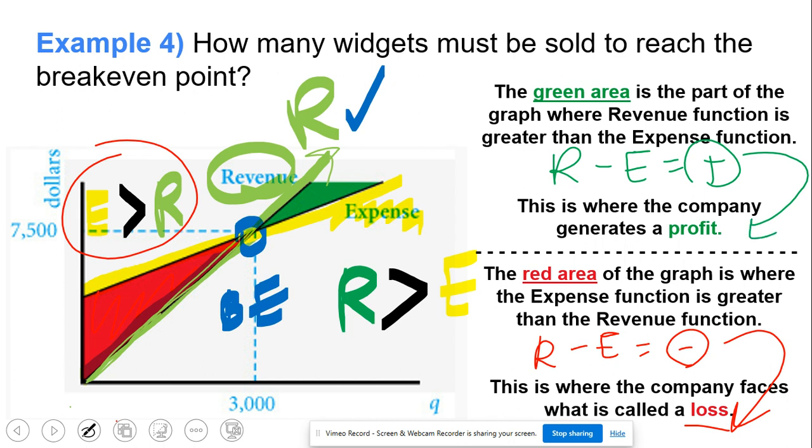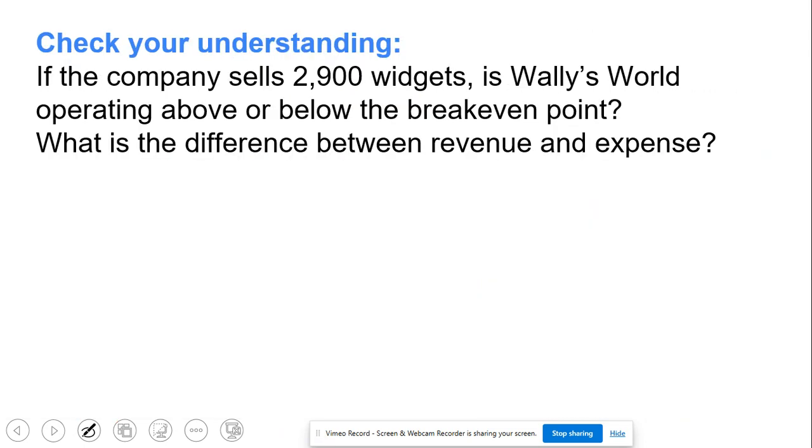So this question really was just asking how many widgets need to be sold to reach the break-even point, and then we spent a little bit of time interpreting these two graphs. Up to you is, if the company sells 2,900 widgets, is Wally Worlds operating above or below that break-even point? What's the difference between the revenue and the expense?